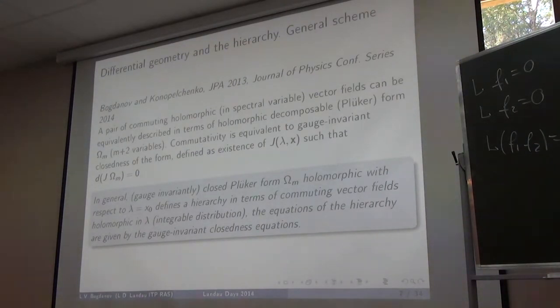And there is a question, what property corresponds to involutivity of the distribution? For this Plücker form, it's a kind of closedness condition, but it's a weaker condition. It's, so to say, gauge invariant closedness. And it's described as the existence of a factor J so that this form will be closed. So there is an equivalence class of this form, in which there is a closed form.